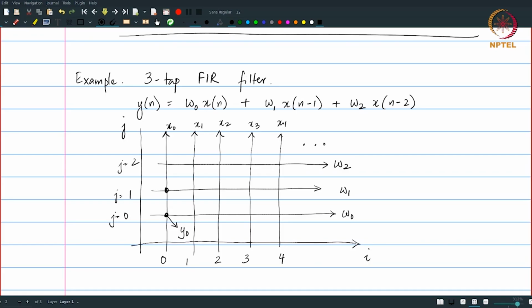Similarly, I can look at w1x0 and w0x1. What I need to do is compute both of those, that is w1 into x0 plus w0 into x of 1, and the corresponding output is the value y of 1. Similarly, w2 into x0 plus w1 into x1 plus w0 into x2 gives me y2. w2 into x1 plus w1 into x2 plus w0 into x3 gives me y3, and so on.